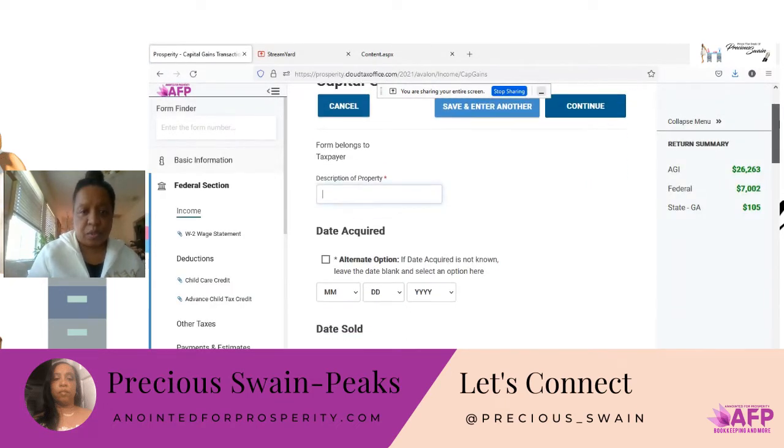You're going to put in the description of the property. Now, in this training, we're going to show the quick version. So instead of typing in each individual transaction, we're going to go by sections. So on most forms, your short-term covered section would be first. You would put here your short-term covered.